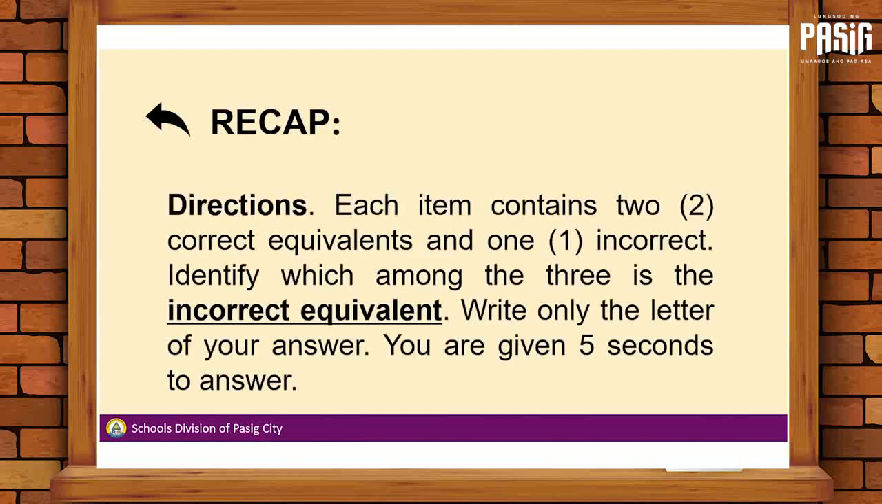Now, let's have the recap. Previously, you have learned about the equivalence of measurement. For this activity, each item contains 2 correct equivalents and 1 incorrect. Identify which among the 3 is the incorrect equivalent. Write only the letter of your answer. You are given 5 seconds to answer.